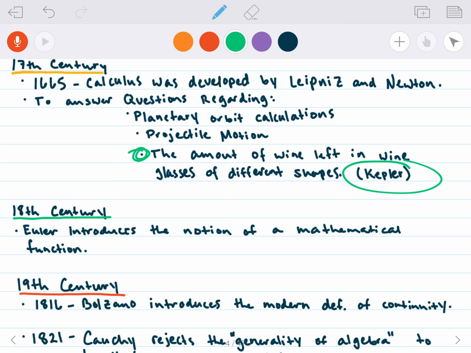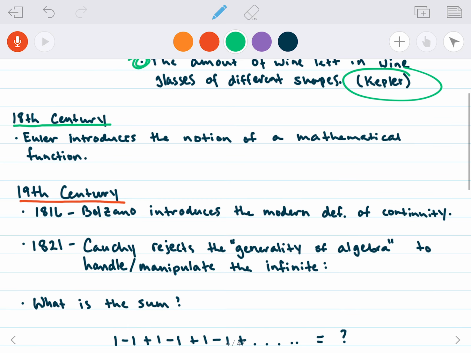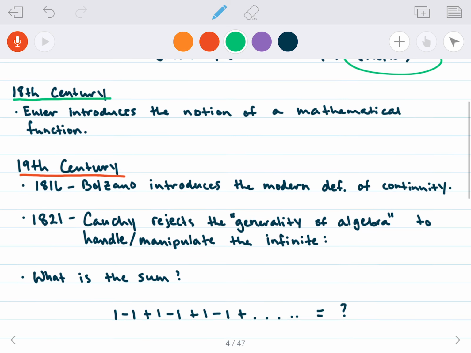In the 18th century, Euler introduces the notion of mathematical function, and it wasn't until the 19th century, in 1816, that Bolzano introduced the modern definition of continuity that we use in analysis. So we're going to be proving that a function is continuous at a point rigorously, and that was developed by Bolzano in 1816. And when things started really getting serious with analysis was in 1821 with Cauchy.